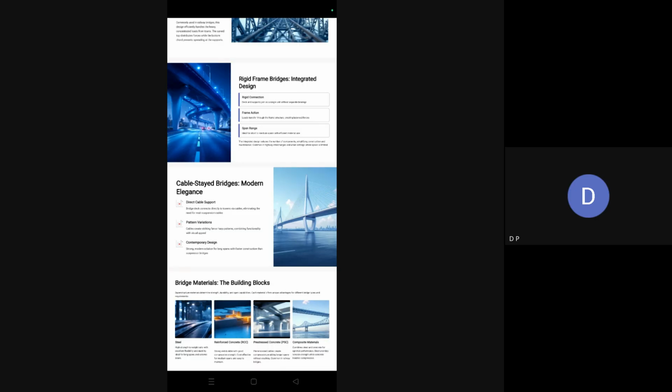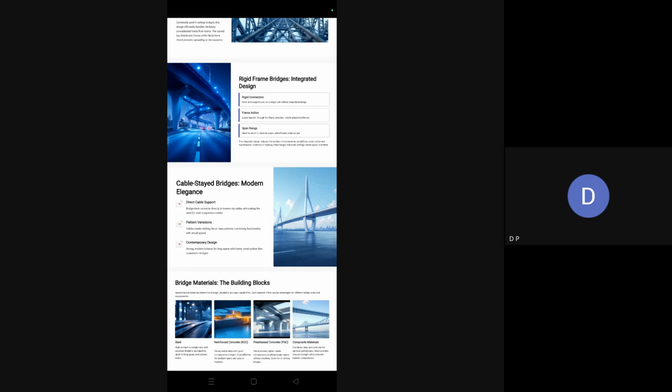Bridge materials, the building blocks. Superstructure material determines strength, durability, and span capability. Each material offers unique advantages for different bridge types and requirements. Steel: high strength-to-weight ratio with excellent flexibility and ductility, ideal for longer spans and seismic zones.